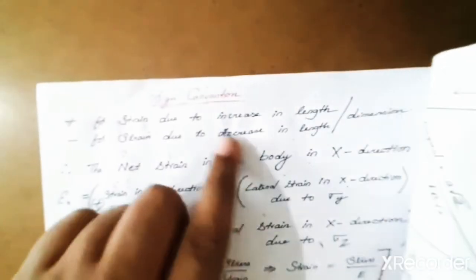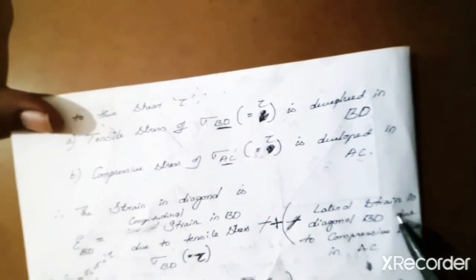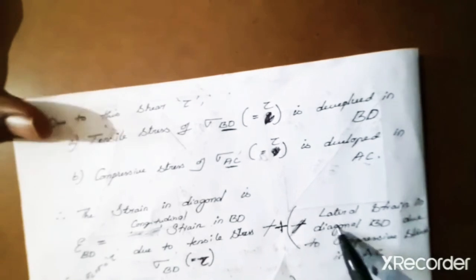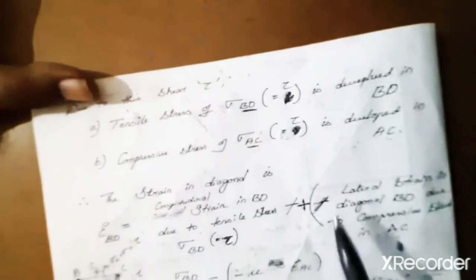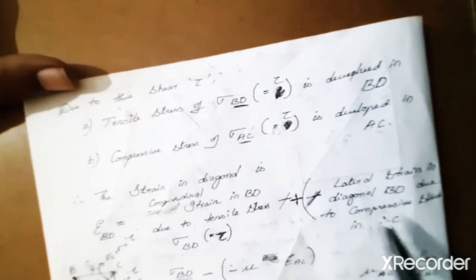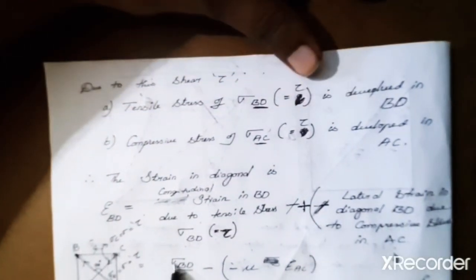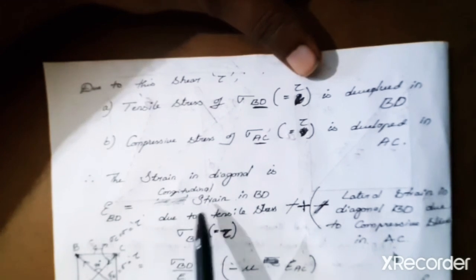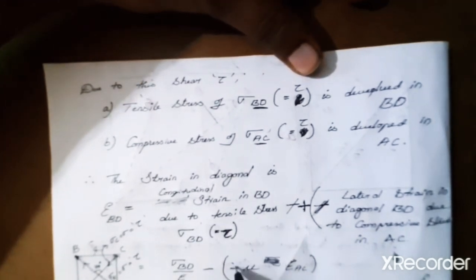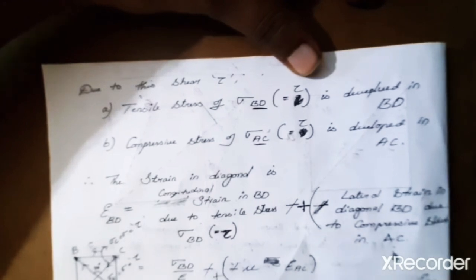As we saw earlier, if a strain is responsible for an increase in length or dimension, it is positive. So here the lateral strain is responsible for the additional increase in the length of that diagonal BD. That is why we are using a plus symbol. In different cases you have to add a minus also, so you need to decide this properly. Now simplify this equation. Sigma BD by E is nothing but the longitudinal strain, and of course, as I said, this cancels and becomes plus.